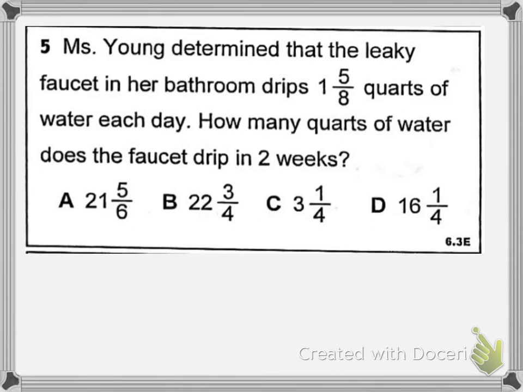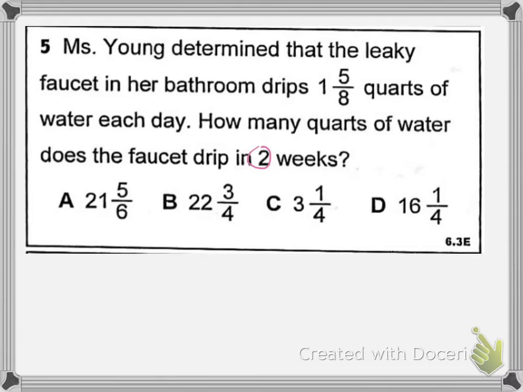Number 5. Mrs. Young determined that the leaky faucet in her bathroom drips 1 5/8 quarts of water each day. How many quarts of water does the faucet drip in 2 weeks? Okay, so it's 1 5/8 per day. How many days are in 2 weeks?